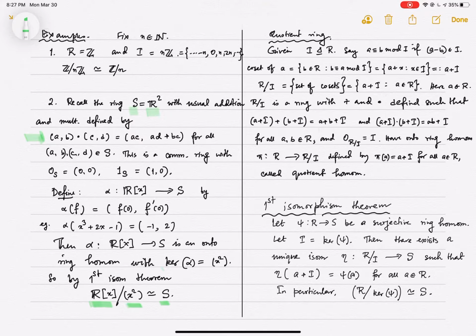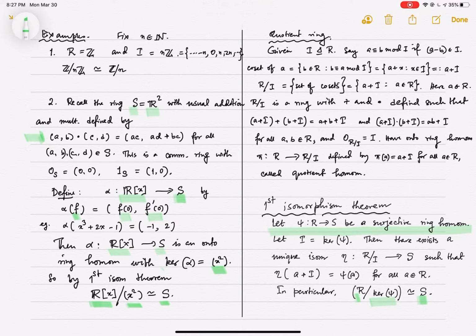Okay. And the way this went was you defined a map from the one variable polynomial ring to S, taking a polynomial to its value at 0 and its derivative at 0, those two numbers. You verify that this is an onto ring homomorphism and the kernel is exactly all multiples of x squared. So if you have an onto ring homomorphism from one ring to another ring, then the domain ring modulo the kernel of the homomorphism is isomorphic to the image. That's what the first isomorphism theorem says.